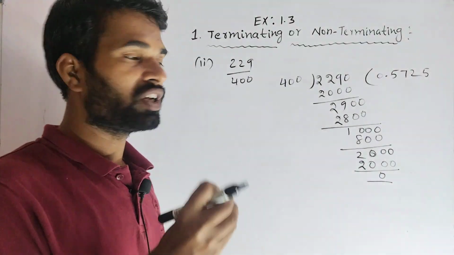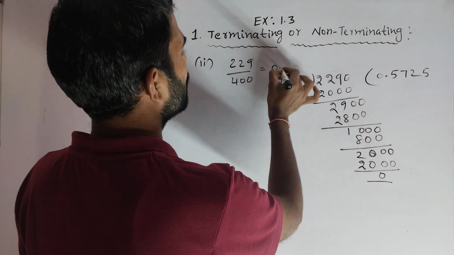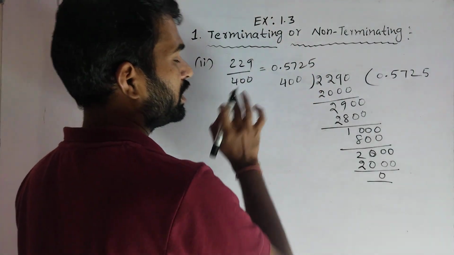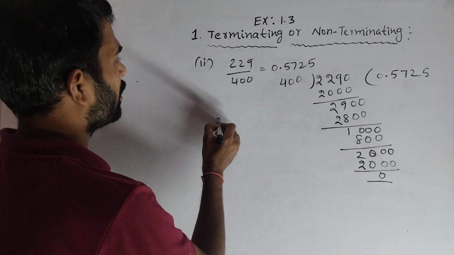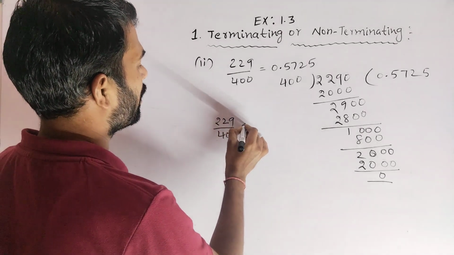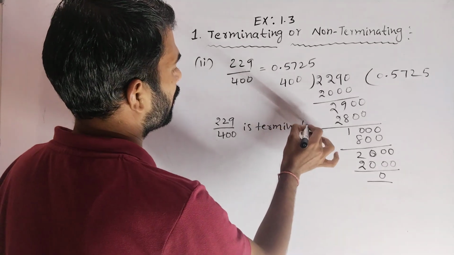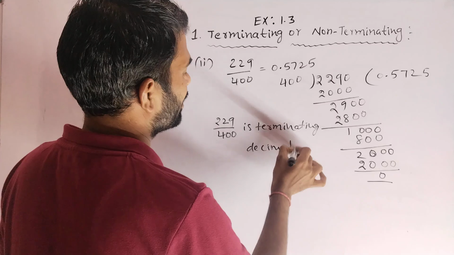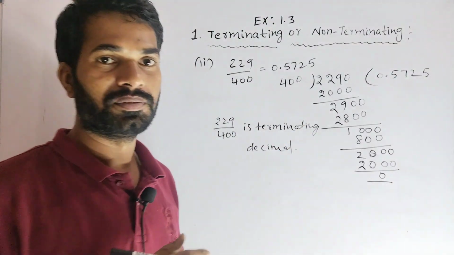So what is our answer? We should write this in decimal form, that is 0.5725. So it stopped at 5. So we can write that 229 by 400 is a terminating decimal. Okay, 229 by 400 is a terminating decimal.